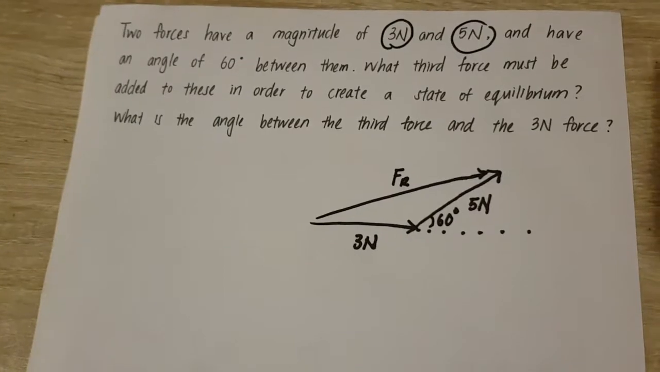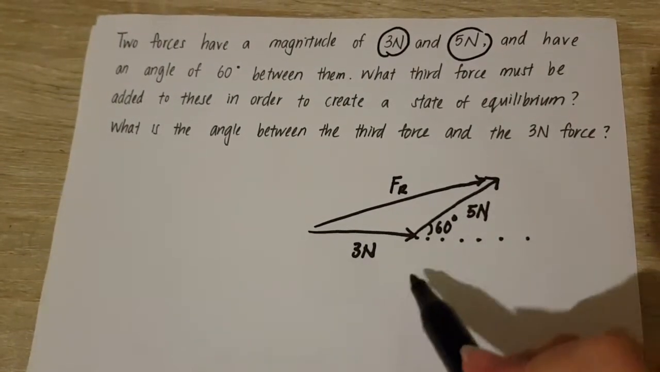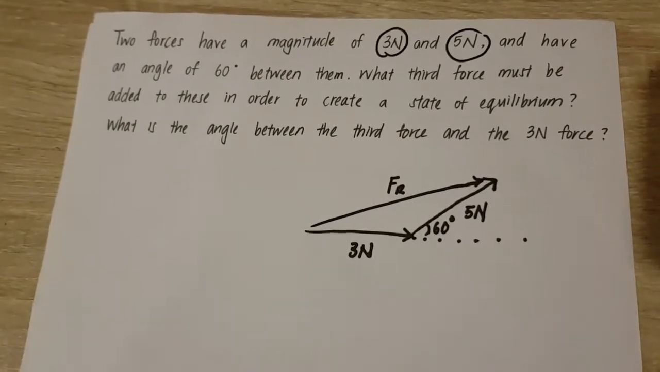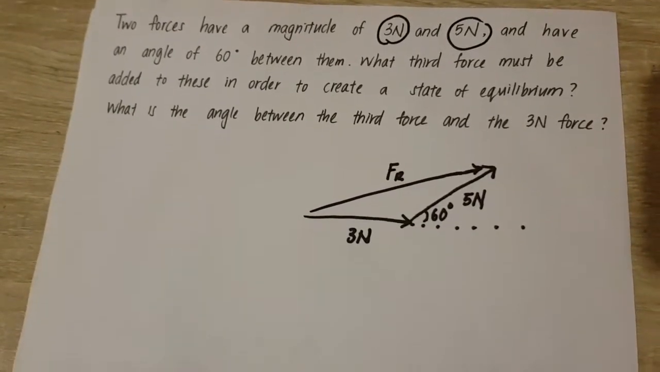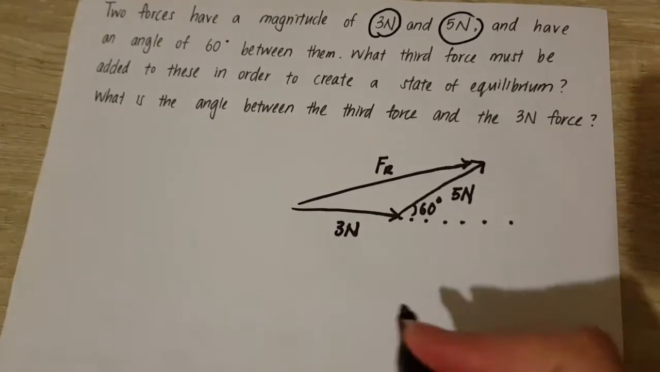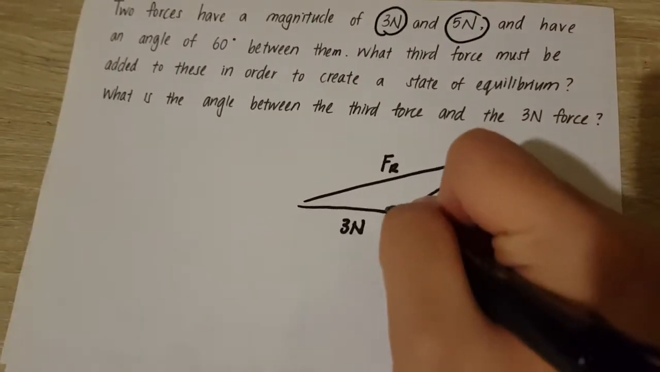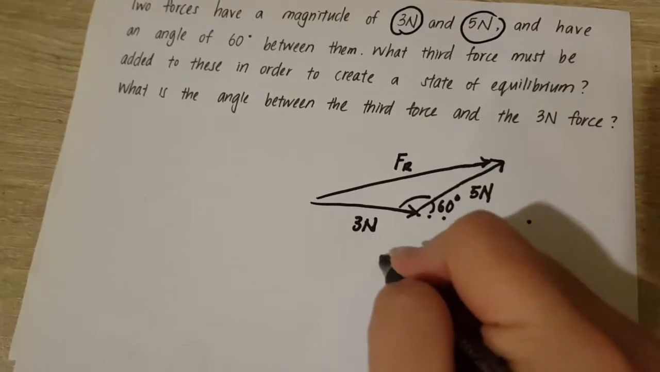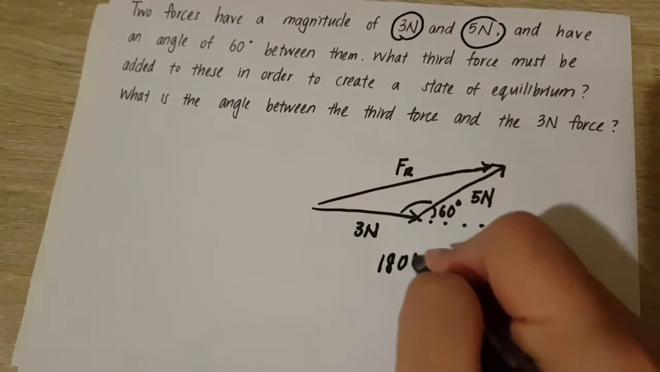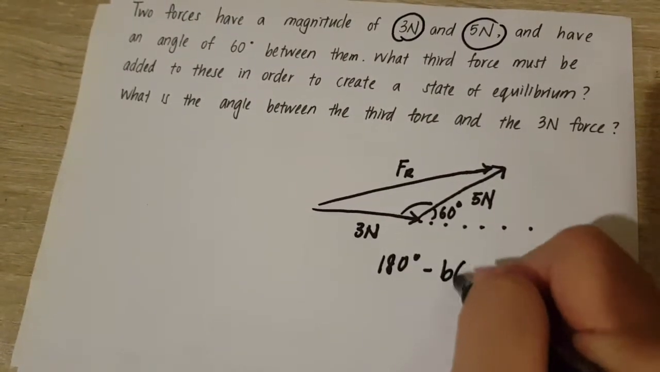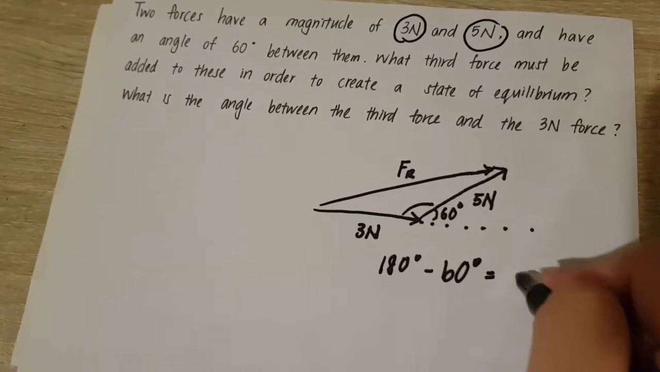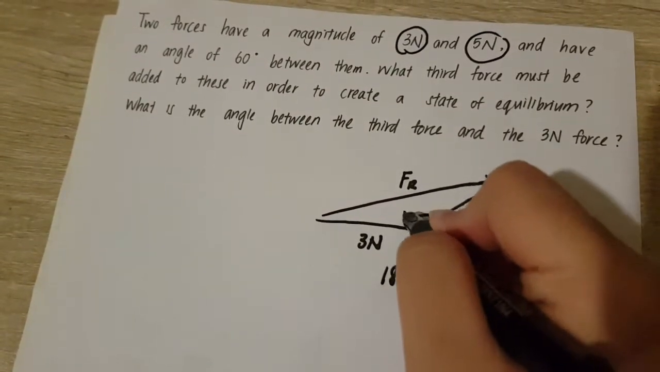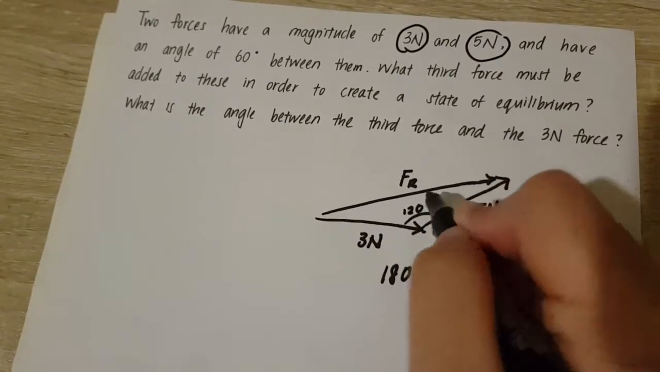Okay, so this is the diagram, and we need to fill in the missing parts. So in order to find Fr, we need this angle. So how do we get this angle? We subtract 60 from 180, which we will get 120. So this angle will be 120.